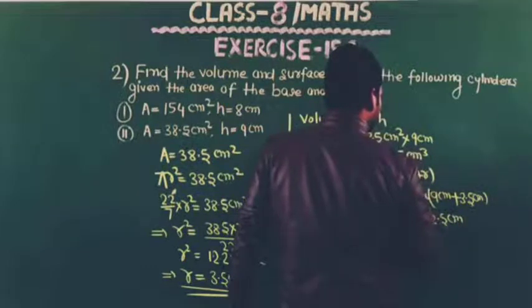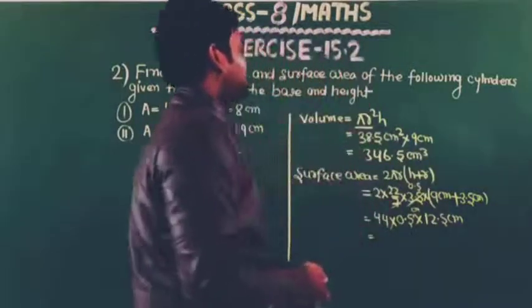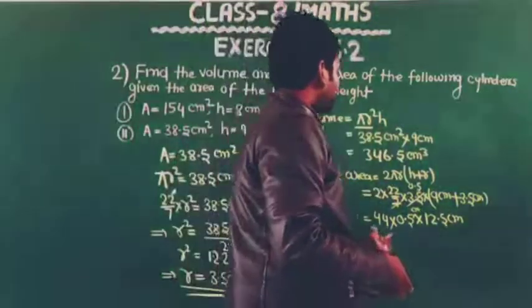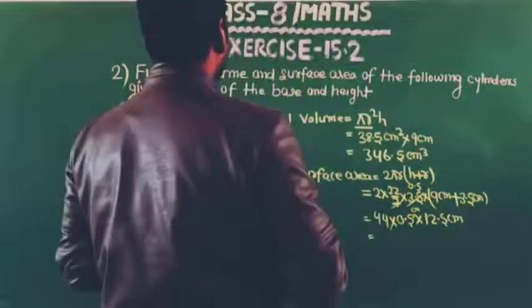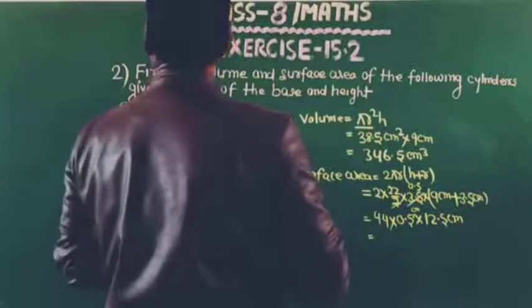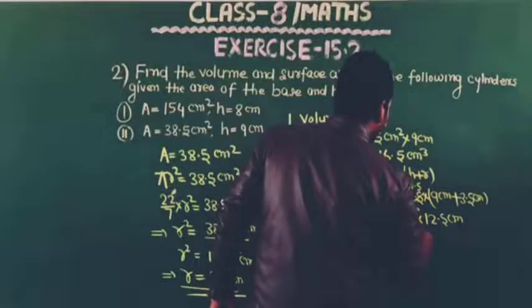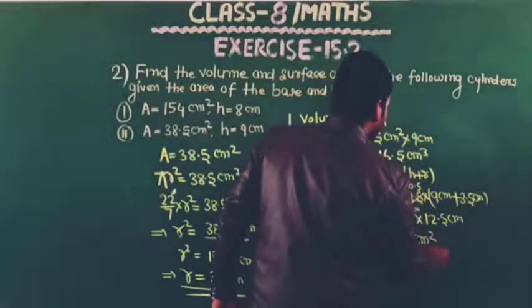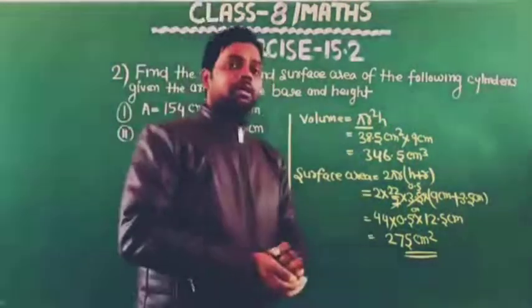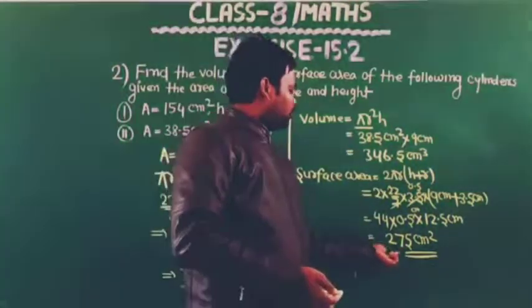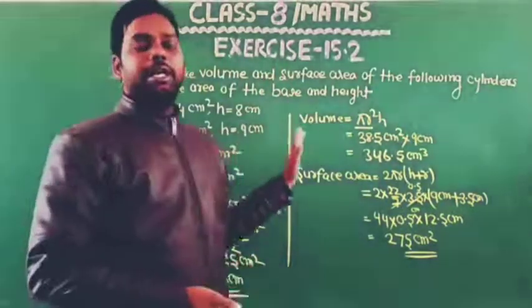Okay, this is 0.5 centimeter. And after multiplication of this expression, we will get the surface area of the cylinder equal to 275 centimeter square. Okay, so dear children, this is the required answer of the second part of question number 2.